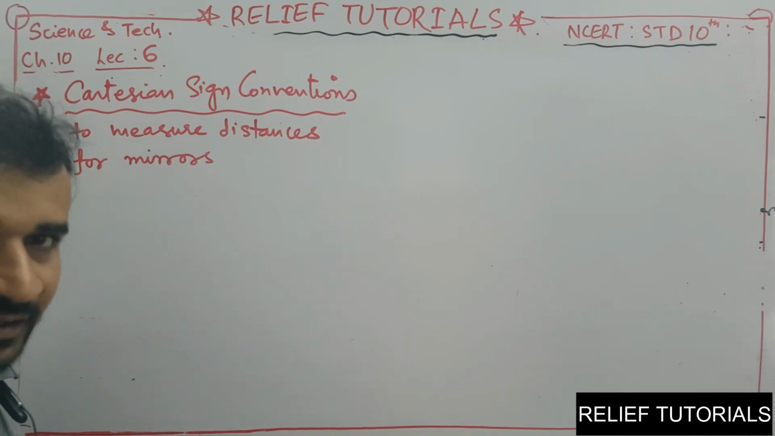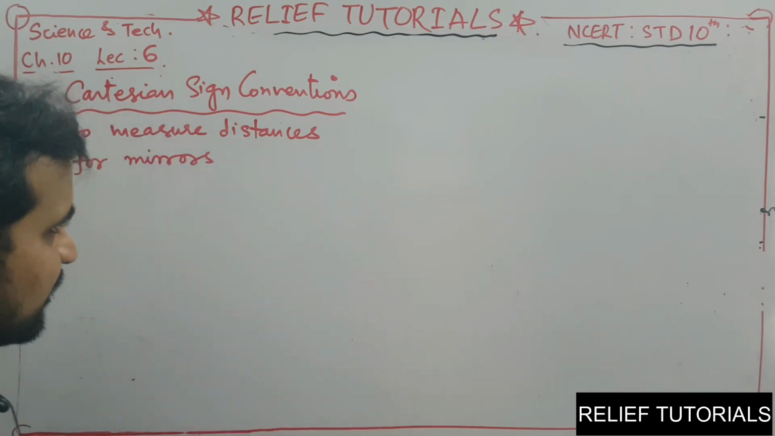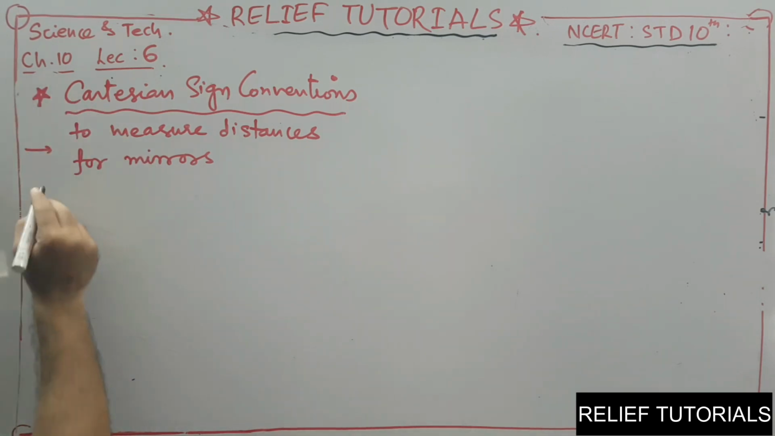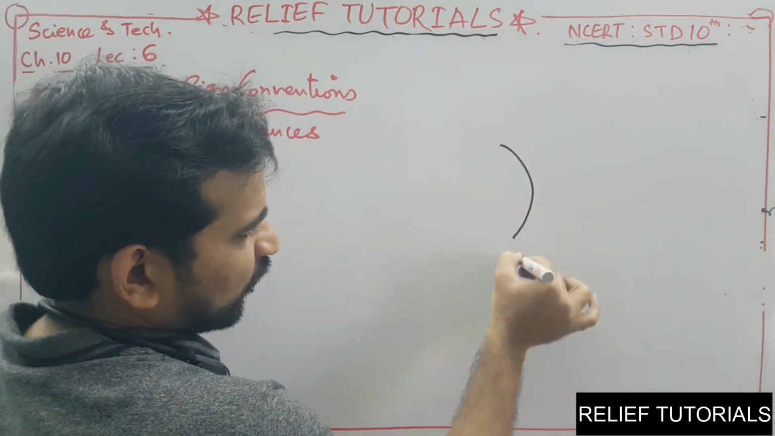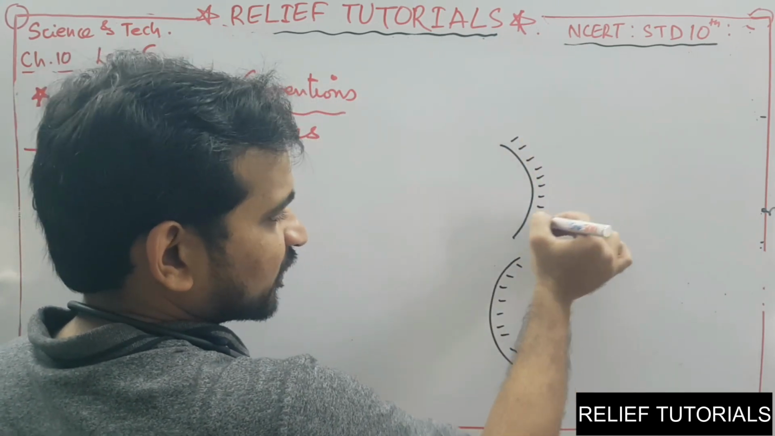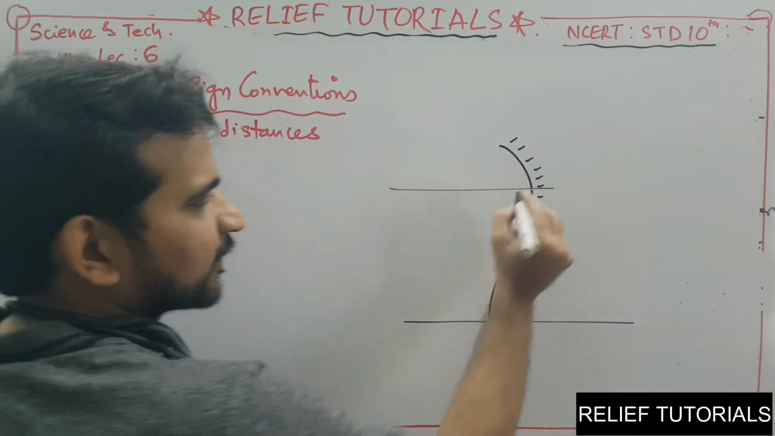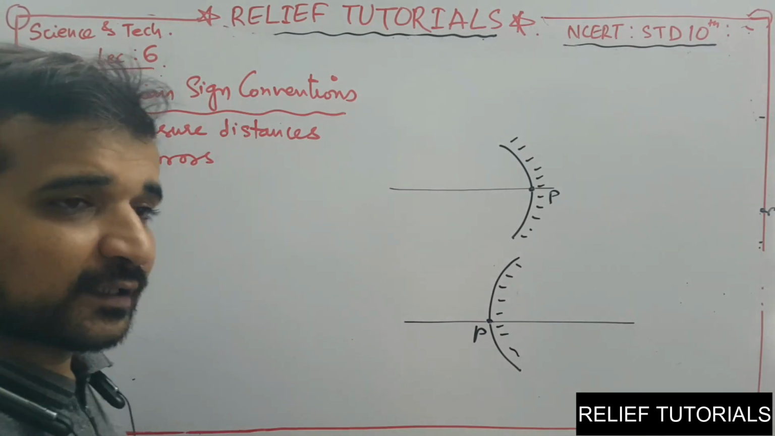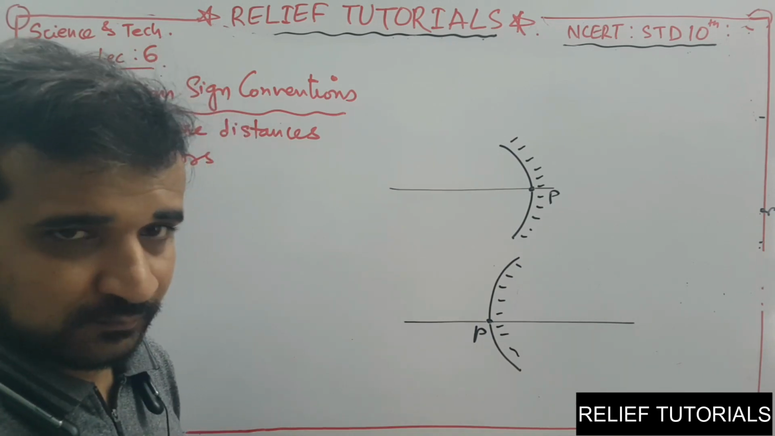We have four distances to measure: object distance, image distance, radius of curvature and focal length. So which distance should be negative and which distance are positive? We have some fixed rules. The first rule and the most important rule, look at here, either in the convex or concave. This is convex mirror and this is concave mirror. Whatever the mirror you are having, pole is the origin. All the distances you have to start measuring from pole.